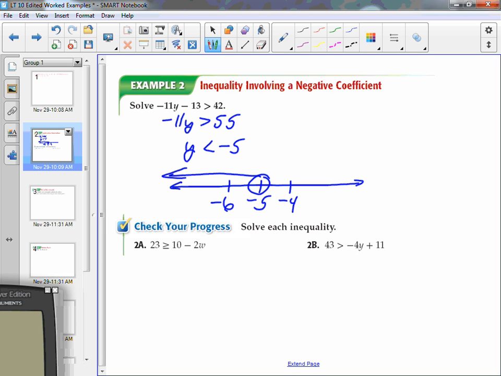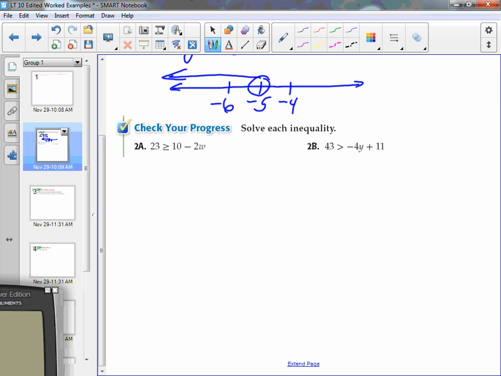Okay? And I do want you to do that because it's important that you realize that less than and to the left are the same idea. Greater than and to the right are the same idea. You really need to understand that. Okay? All right, let's do another one.